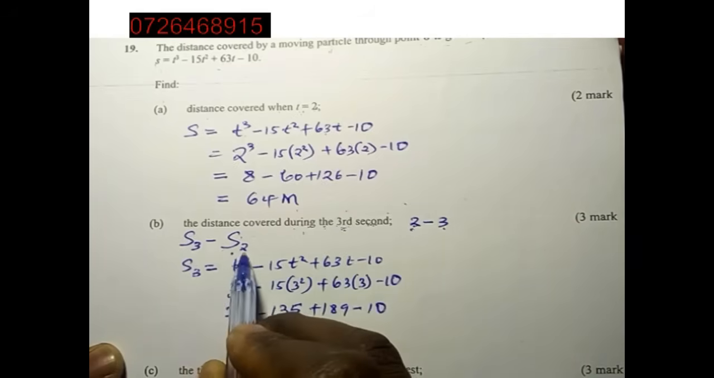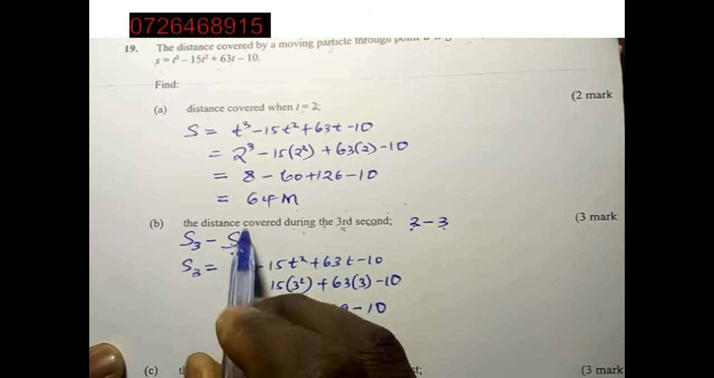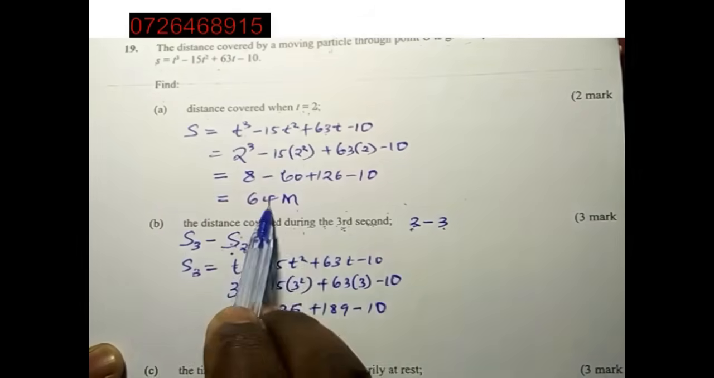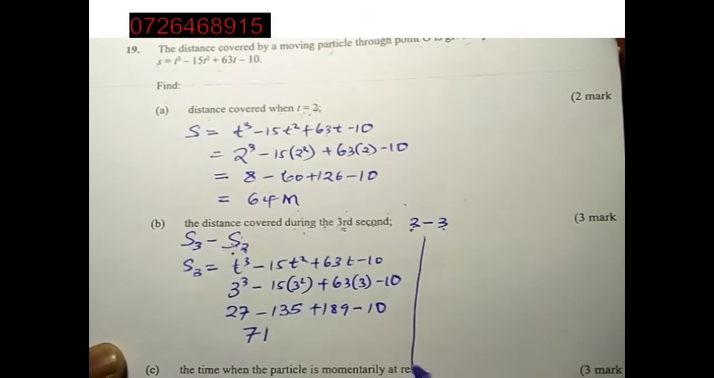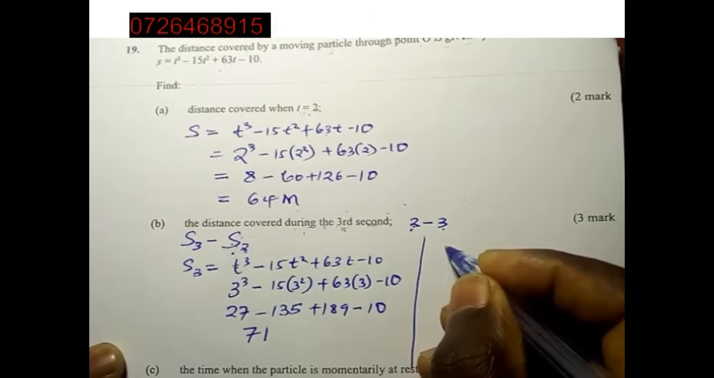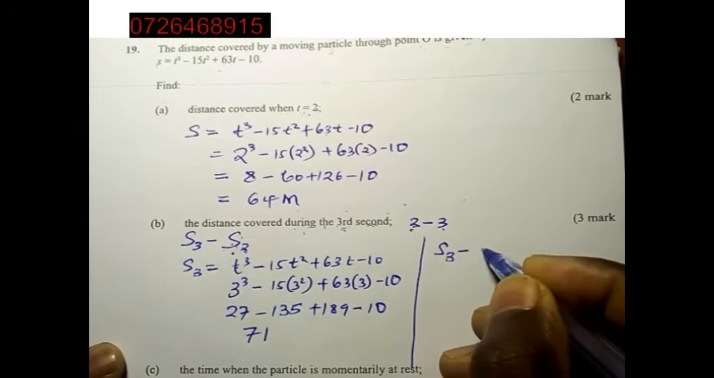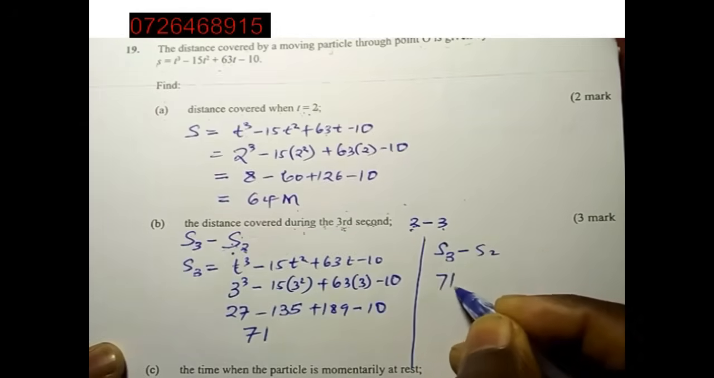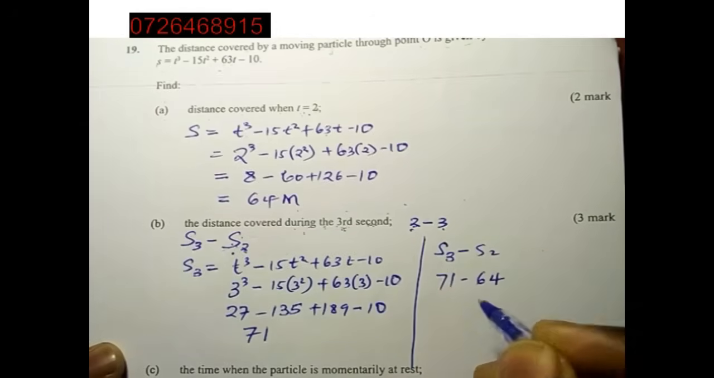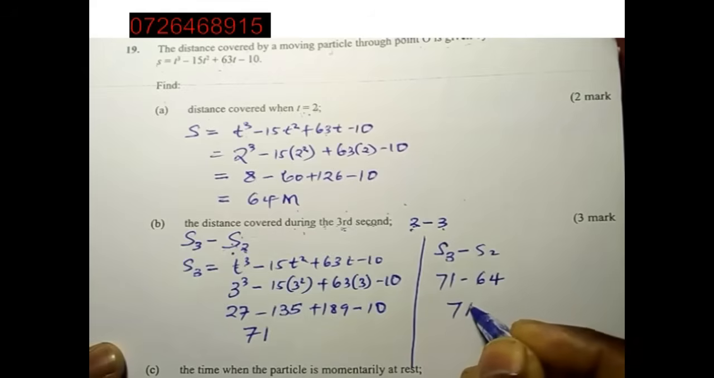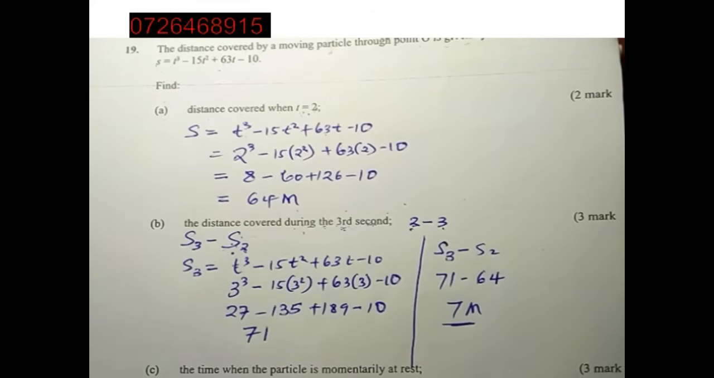But the distance when time is 2 we already got, it is 64. So the answer is going to be S3 minus S2, which is 71 minus 64. And the answer is going to be 7 meters. 7 meters.